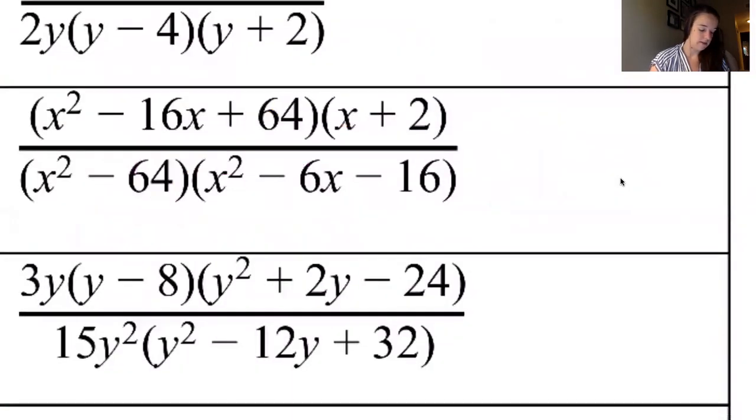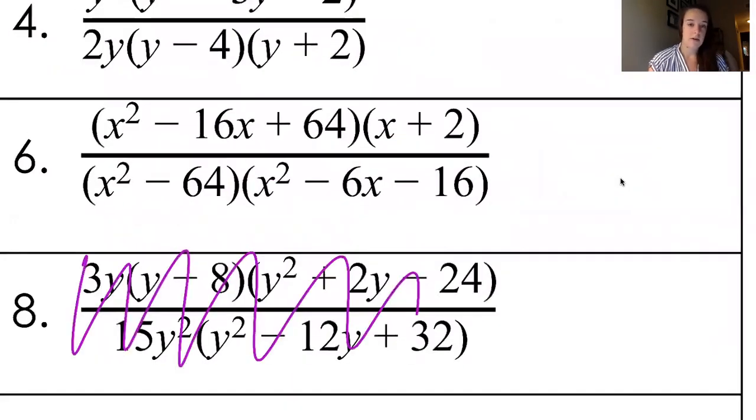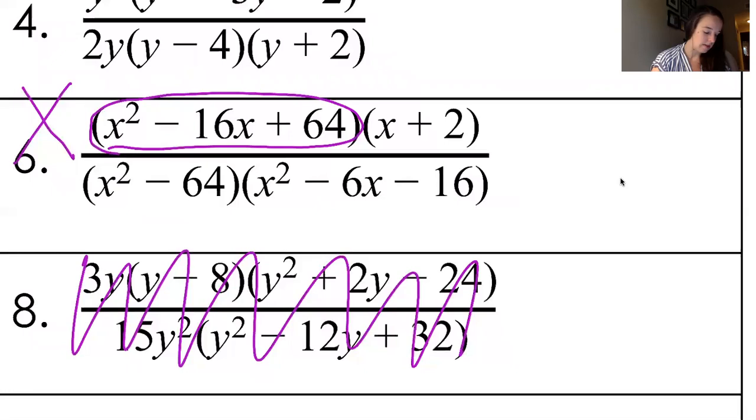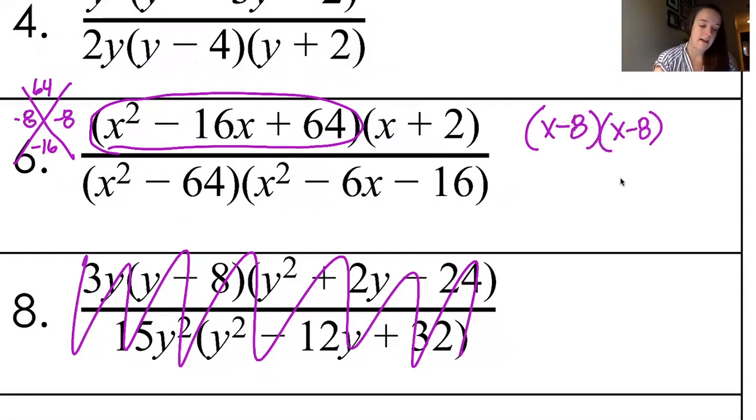So don't think about this right now. Okay, so for the top part, I see this part needs to be factored. So I'm going to do 64, what multiplies to get 64, adds to get -16, I need -8 and -8. So for this one, I'm going to go ahead and write x minus 8, x minus 8. X plus 2 is just by itself. I'm going to go ahead and just write x plus 2 up here, along with my long division sign.